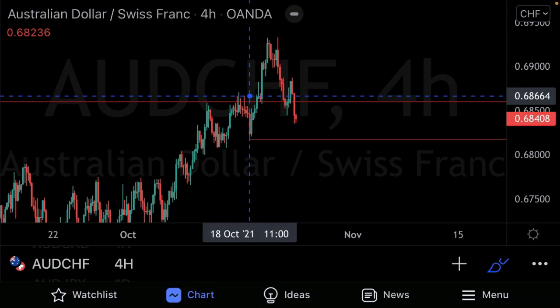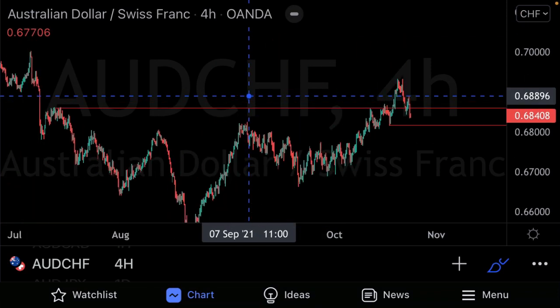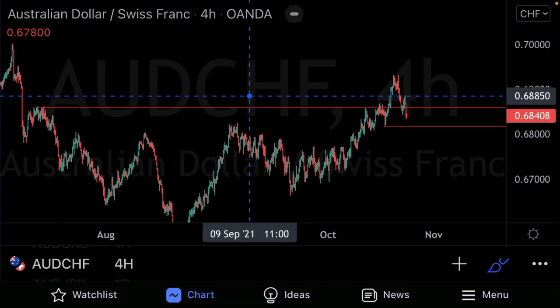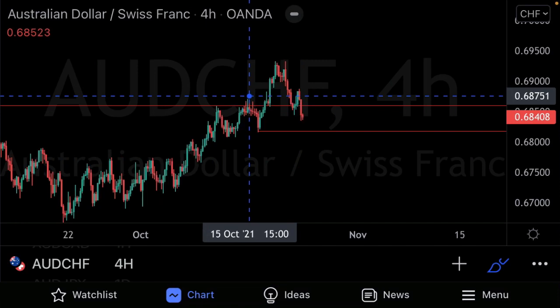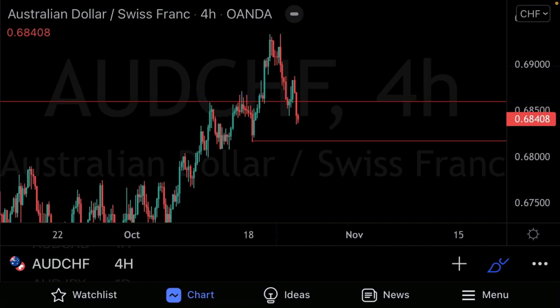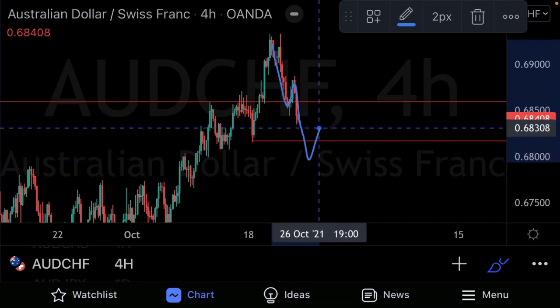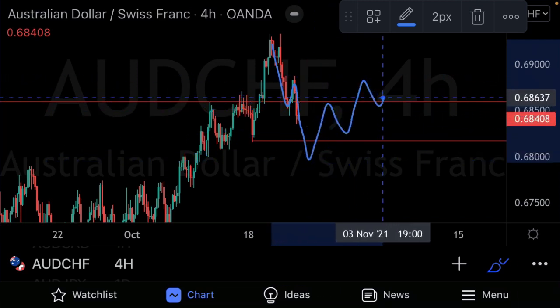So what we will be waiting for, guys, over the course of next week, very quick and very simple, on our Aussie Swiss franc, is we will be waiting for prices on Aussie Swiss franc to give us some bearish bias structure. So now that we've seen some momentum to the downside, what we will be waiting for is some corrective price action to the upside.